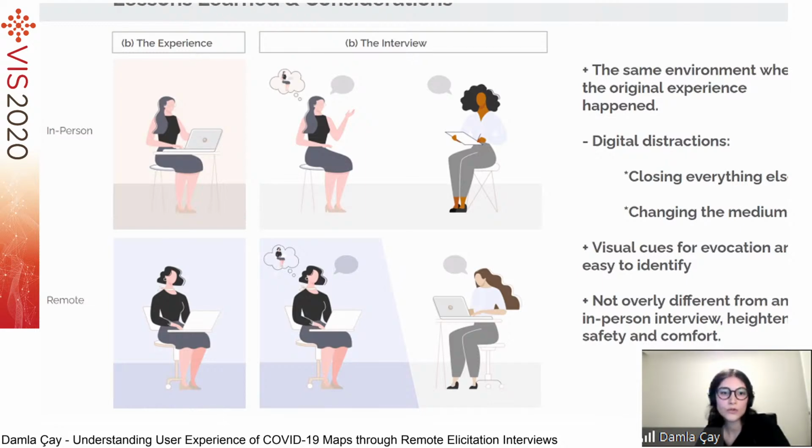The visual cues for evocation state were easy to identify. Since there is no eye contact in remote talks, instead of breaking eye contact when thinking about the experience, participants simply looked away from the screen and gazed into space. Overall, the participants expressed that the interview being remote wasn't really different from it being physical, and some even expressed that they felt more comfortable and safe.